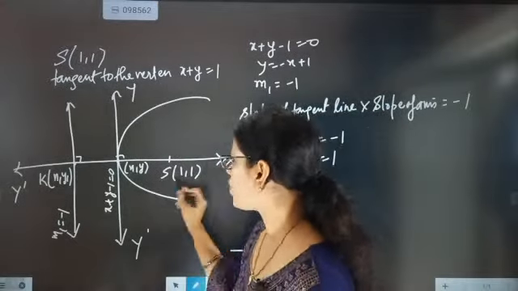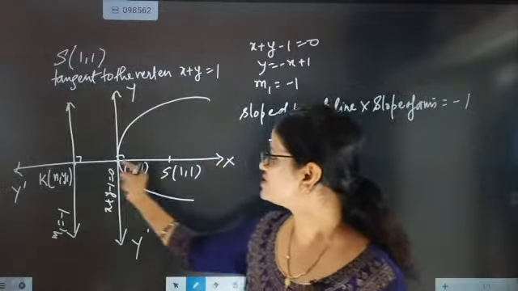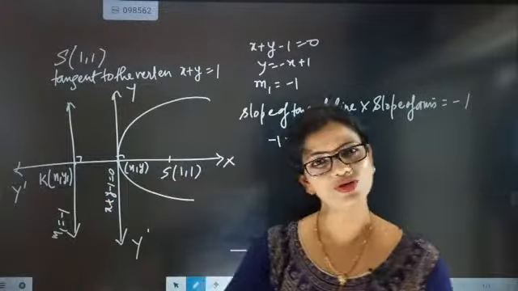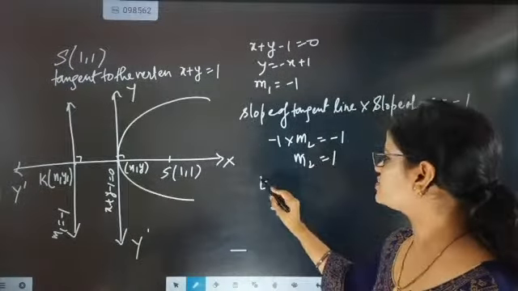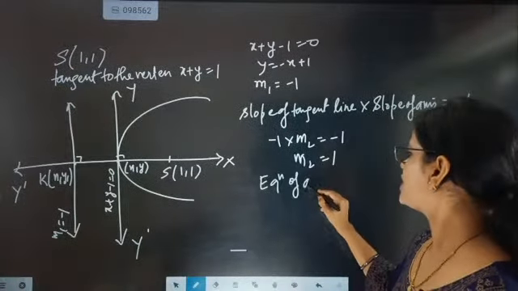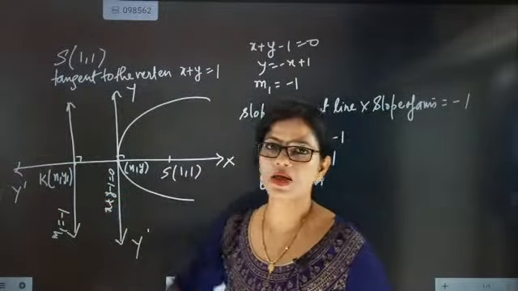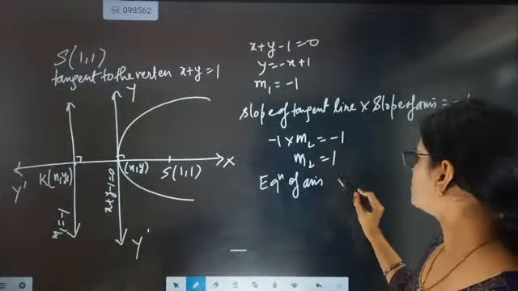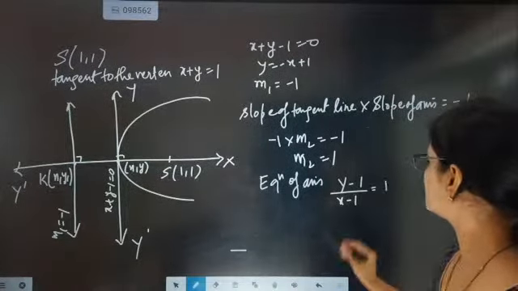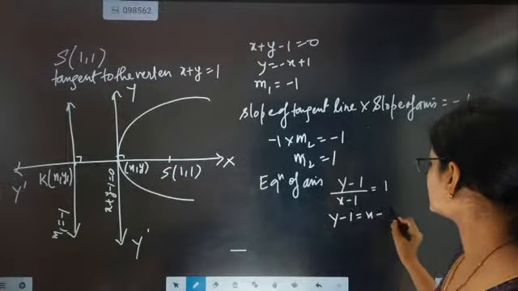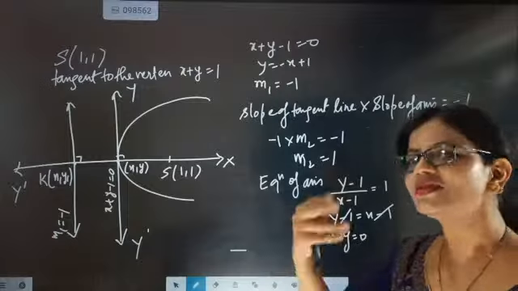Because here one point is there on the axis, and the slope is also there, so we can get the equation of the axis. This point is present on the axis, and the slope is 1. So (y minus 1) by (x minus 1) equals the slope, so y minus 1 equals x minus 1, so x minus y equals 0. This is the equation of the axis.